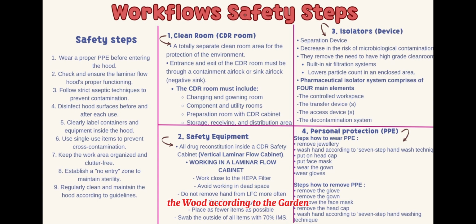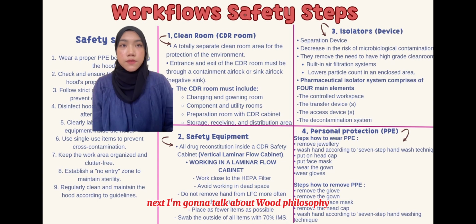Next, I'm going to talk about workflow safety steps. First, the clean room or CDR room. A totally separate clean room area for the protection of the environment. Entrance and exit of the CDR room must be through a containment airlock or sink airlock, negative sink. The CDR room must include first, changing and gowning room, second, component and utility rooms. Next, preparation room with CDR cabinet. Lastly, storage, receiving and distribution area.